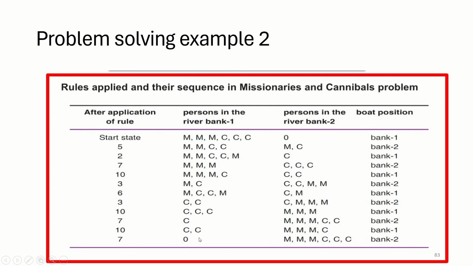As the last step, two cannibals move from Bank 1 to Bank 2. This is the final state where there are 0 cannibals and 0 missionaries in Bank 1, and all the 3 cannibals and all the 3 missionaries are in Bank 2. These are the steps we follow to reach the goal state.